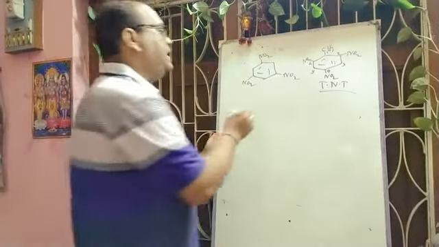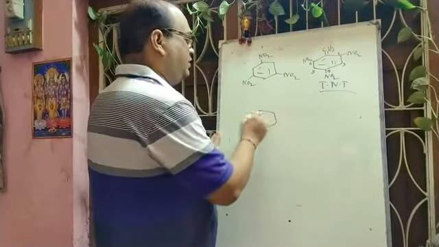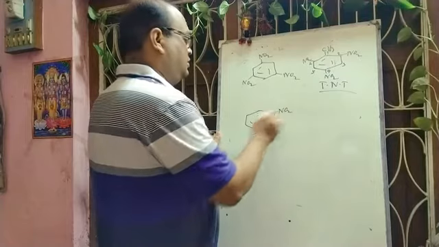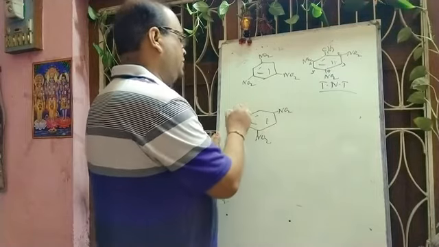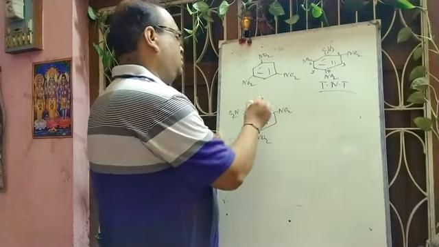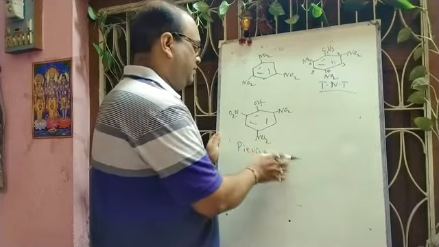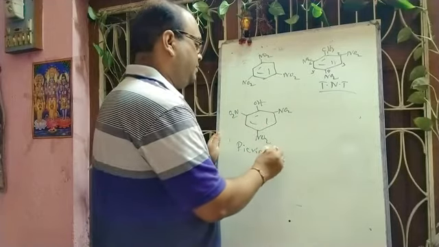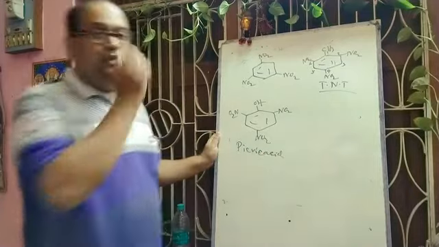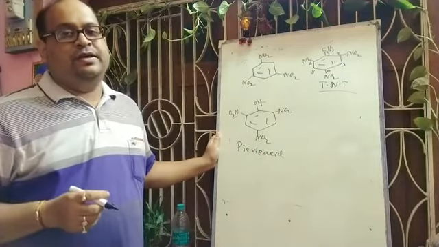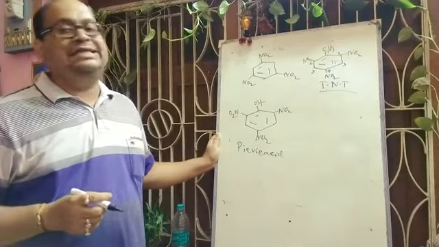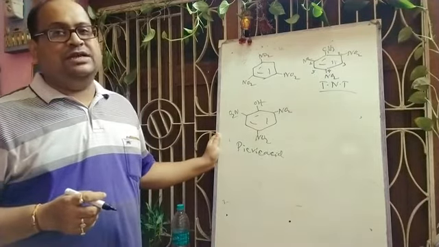Okay. If there is 2, 4, 6 trinitrophenol, then it is called picric acid. Its common name is picric acid. IUPAC name you can write that 2, 4, 6 trinitrophenol. Okay. So in this way you have to practice the nomenclature of aromatic system.